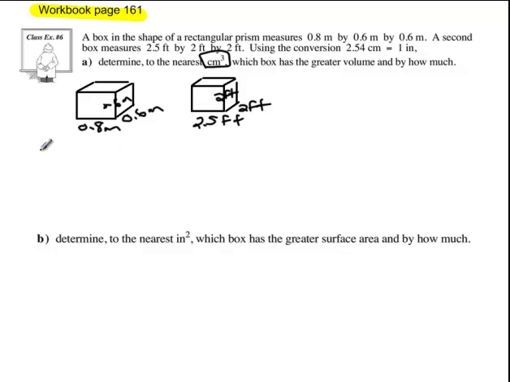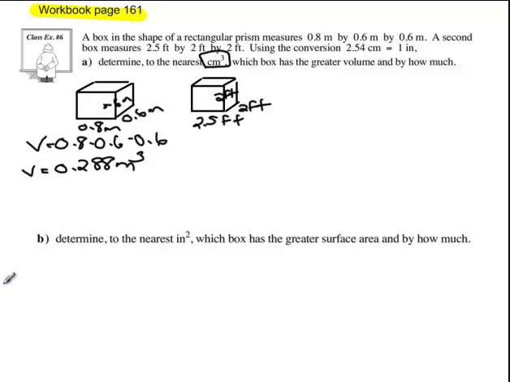So either one. I'll show you what I did in this first case to find the volume of that rectangular prism. I know it's length times width times height. So I use 0.8 meters times 0.6 times 0.6. So it gave me a volume of 0.288 meters cubed.